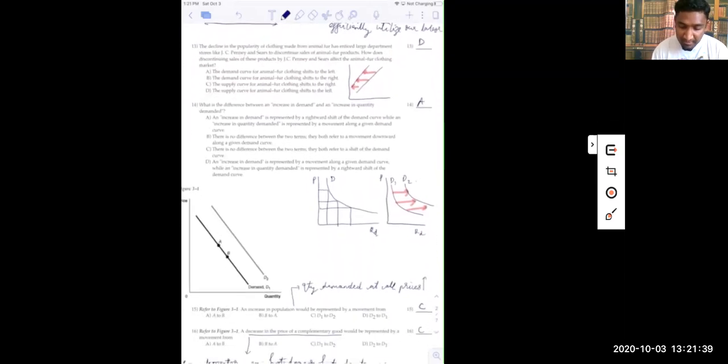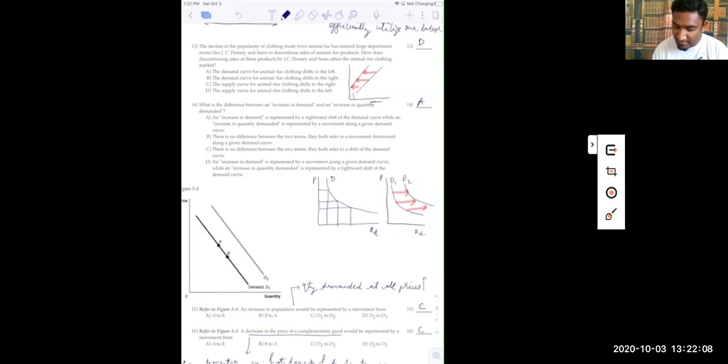13th question. The decline in popularity of clothing made from animal fur. So because of this, what happened? JCPenney discontinued the sales of animal fur. So clearly, because they discontinued the sale of the animal fur, for the same price we'll have less quantity supplied of fur clothing.